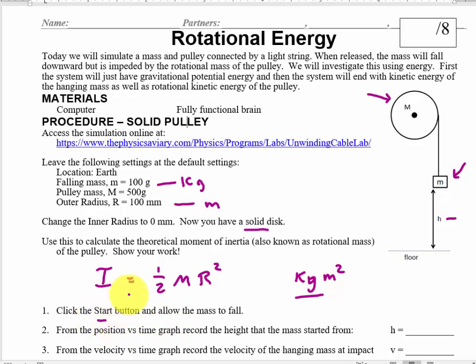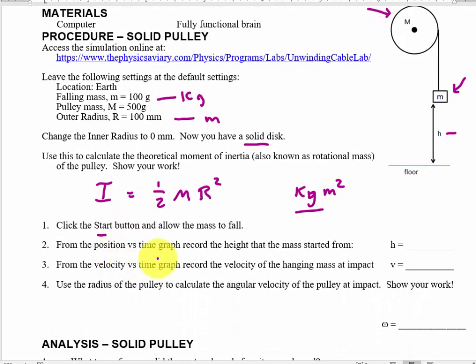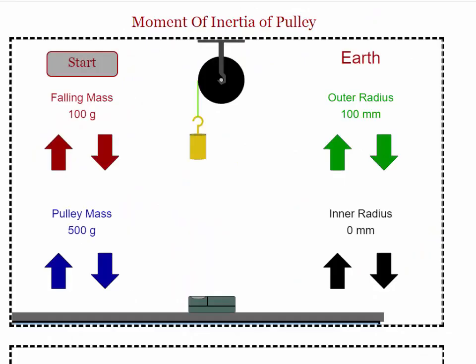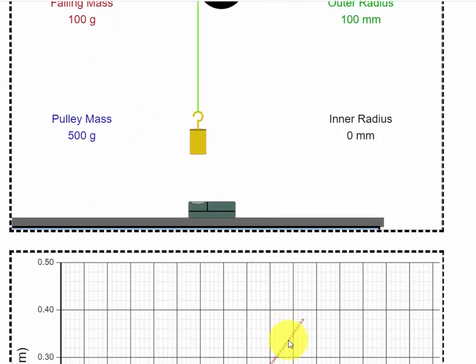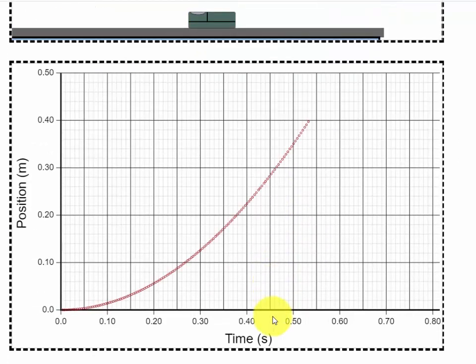We're going to click the start button and allow the mass to fall. And then more or less, we're going to record the height and the velocity at impact. So let's take a look at how we're going to do that. You hit the start button. Obviously, it goes down, and you can see the position versus time graph filling out. This position right here is going to be the initial height of this mass.